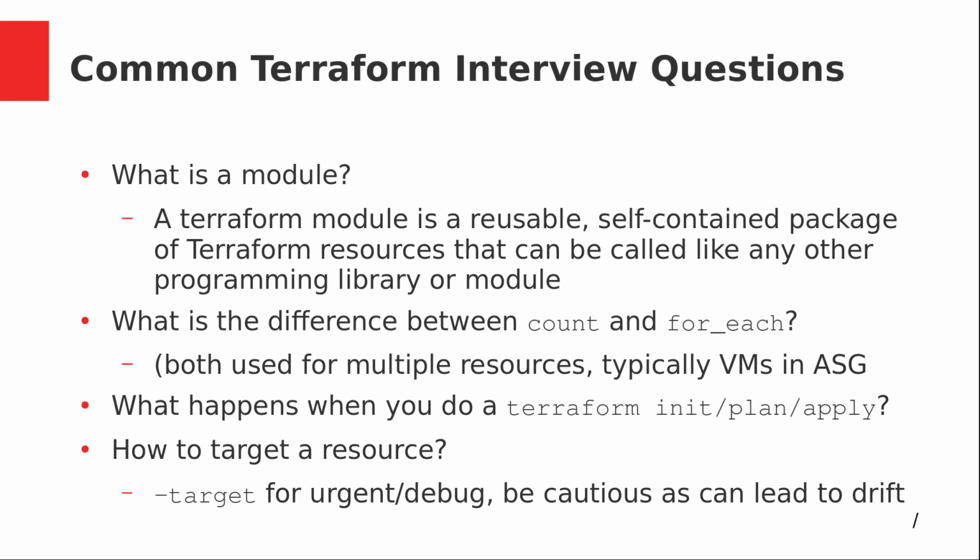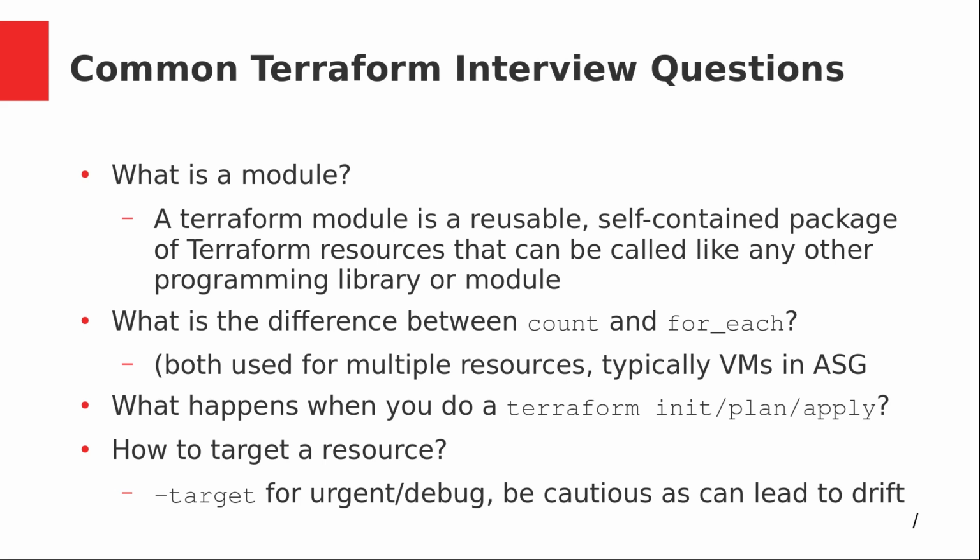Another question you might get is, what is the difference between count and for_each? These are both used for loops and for iterating and producing multiple resources, typically VMs in an auto-scaling group. Go ahead and look at that. Count came first, for_each came later. It's improved and has fewer limitations. That's a clue, okay? What happens when you do a Terraform init, plan, apply? I think we explained that in super great detail, especially about refreshing state and those kinds of things.